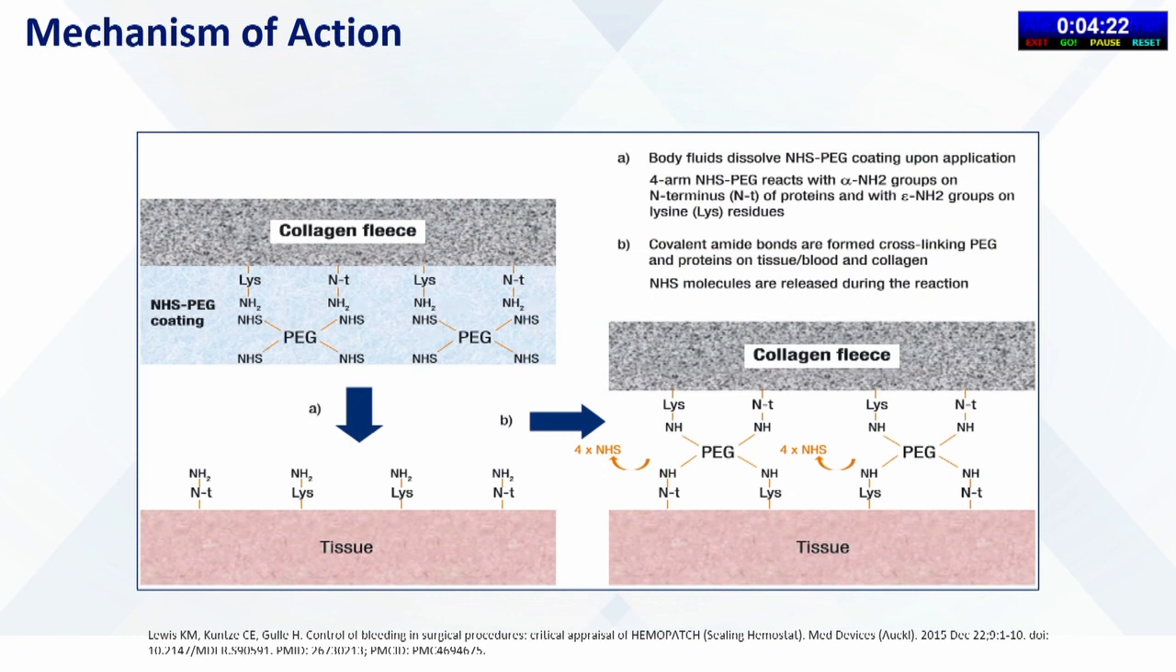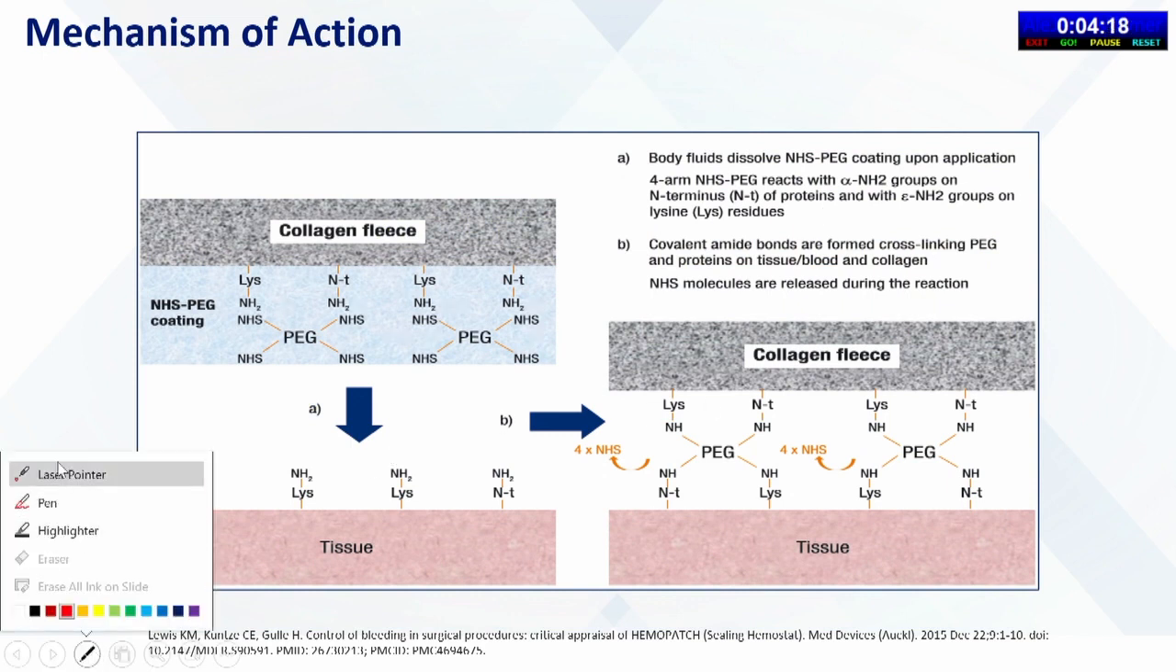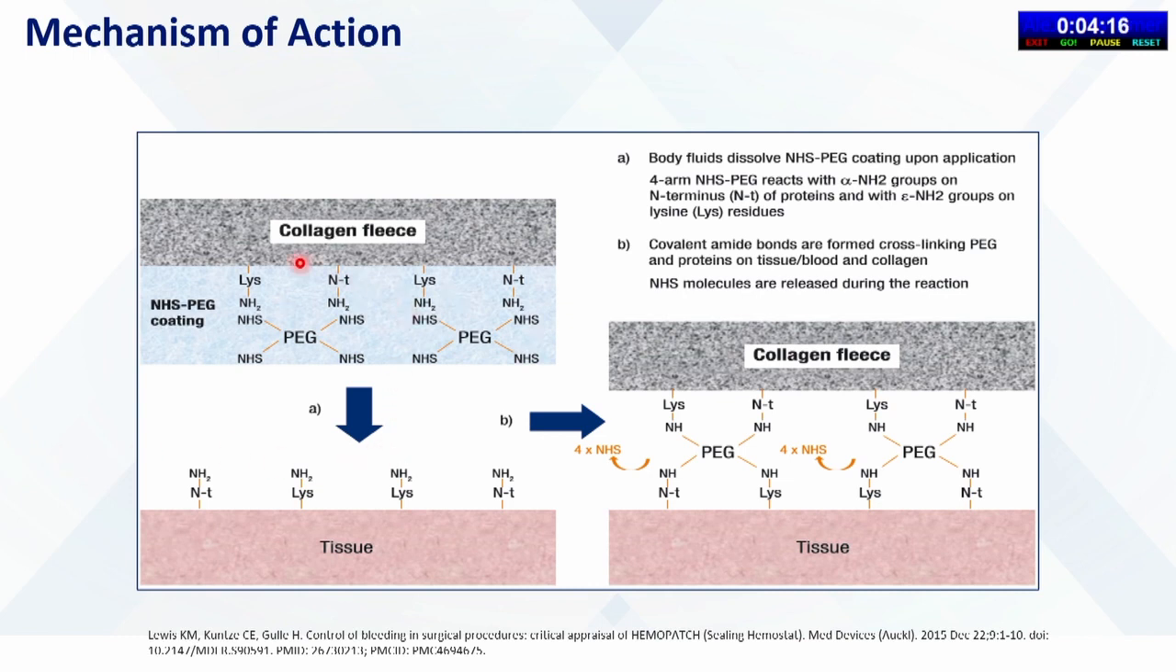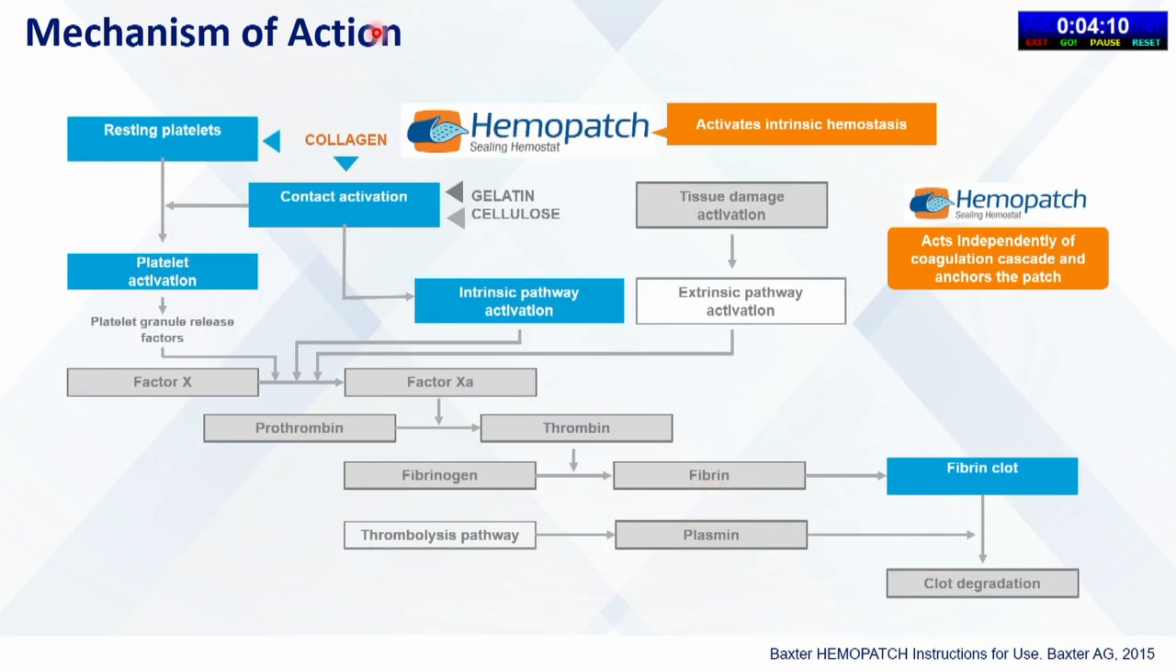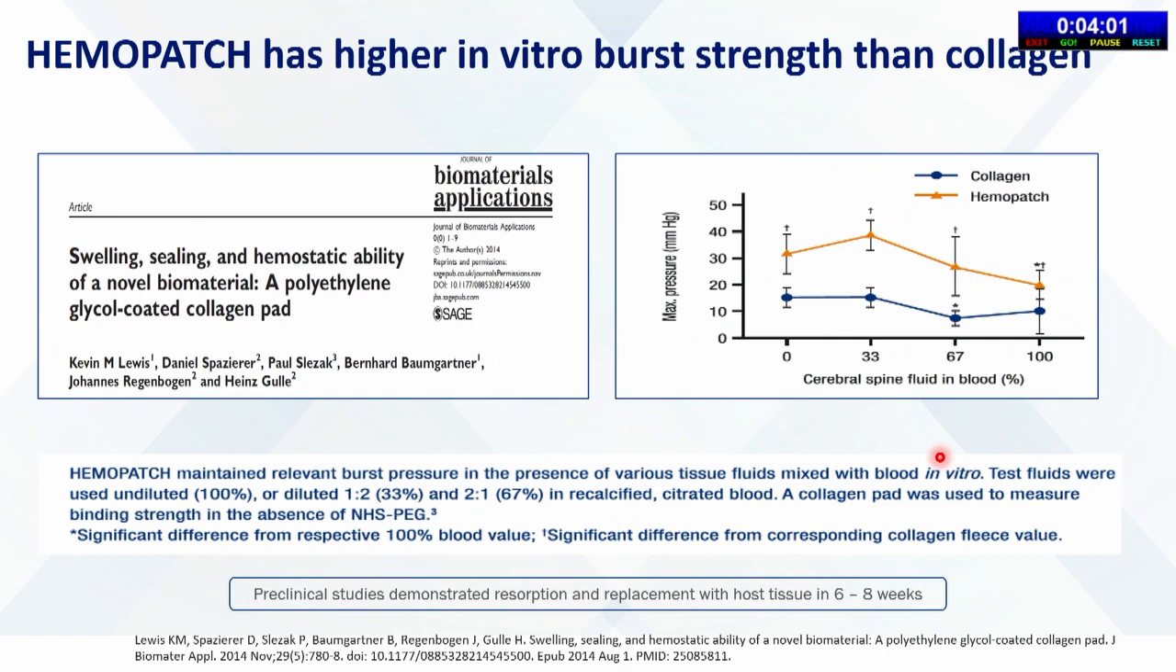If you look at the mechanism of action, there's polyethylene glycol at the base which reacts with the amino groups of proteins and forms a very strong bond. And there's collagen which activates platelets, and further it leads to the common pathway, and ultimately fibrin clot formation happens.